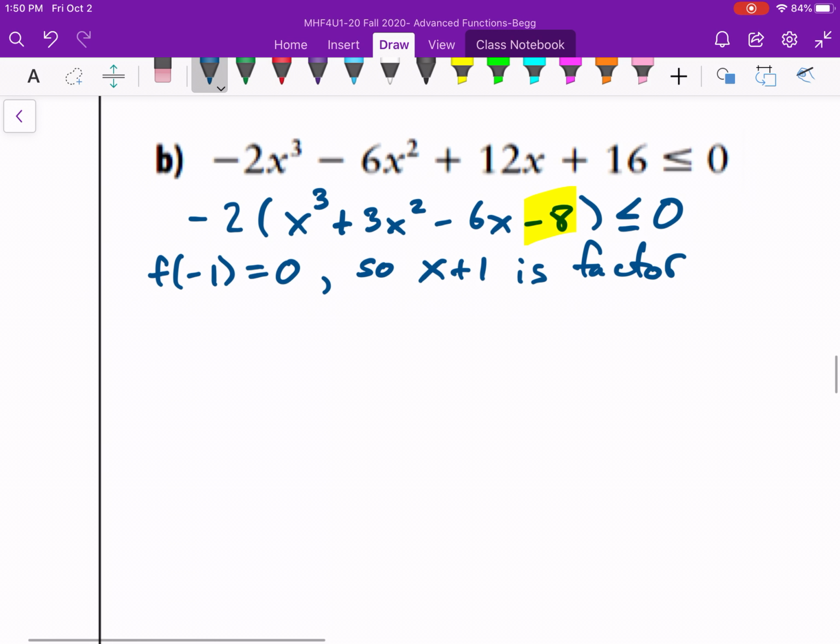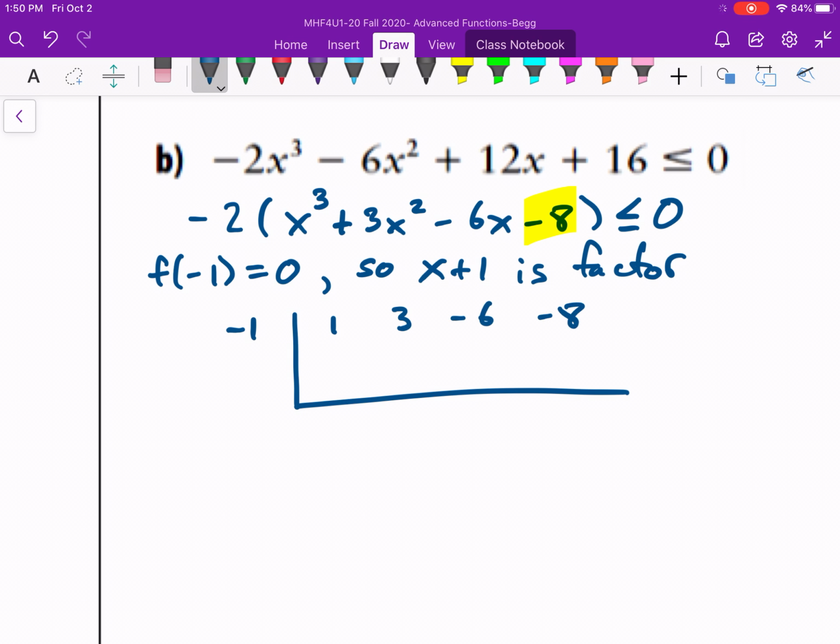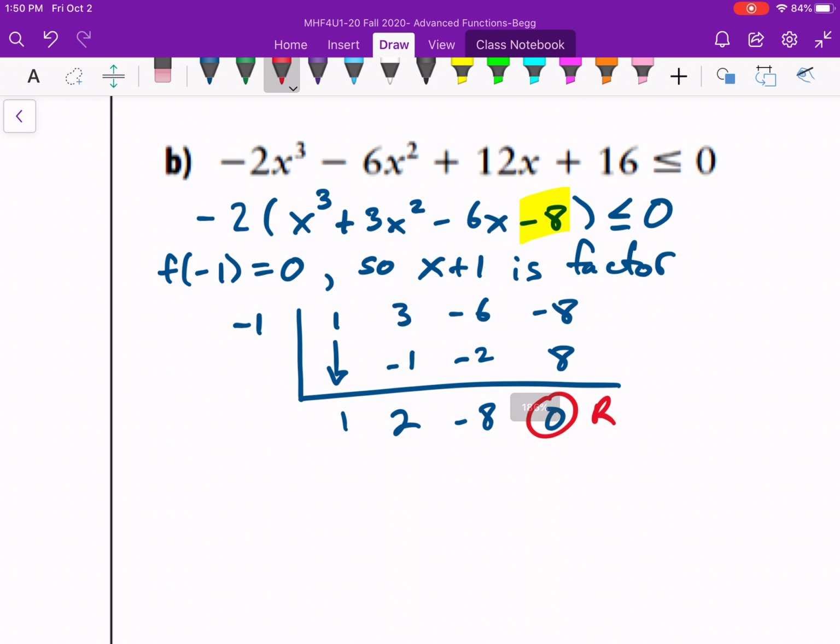And then I can carry on from there to do some synthetic division. That means I can go -1 outside here. I can just use the coefficients inside the brackets, so 1, 3, -6, -8. Again, this is my remainder, and then the other numbers are coefficients of x squared, x, and constant term, respectively.